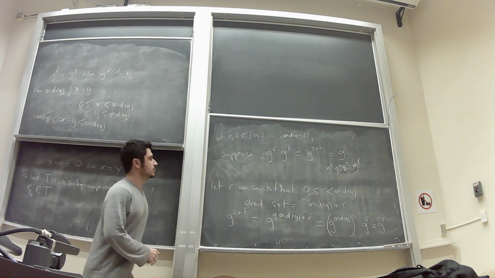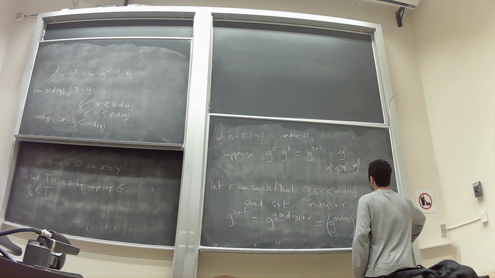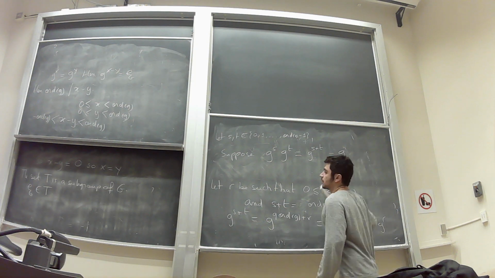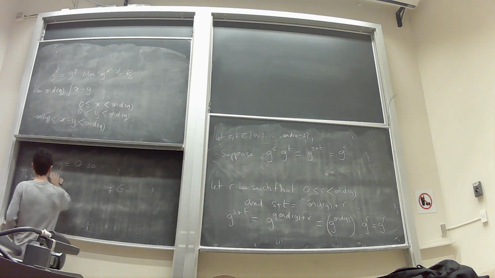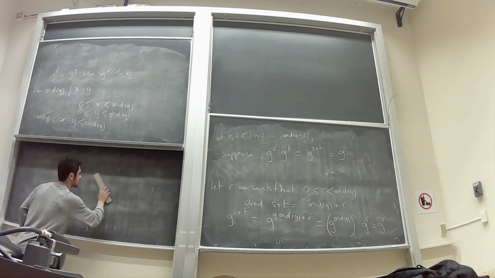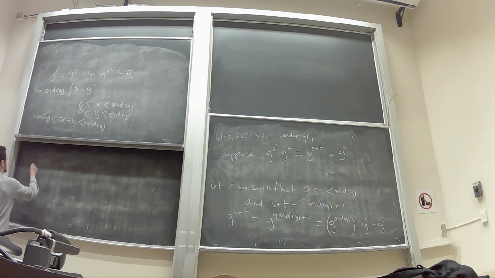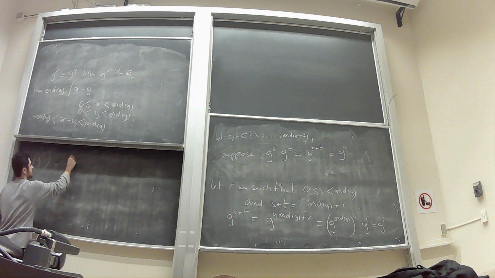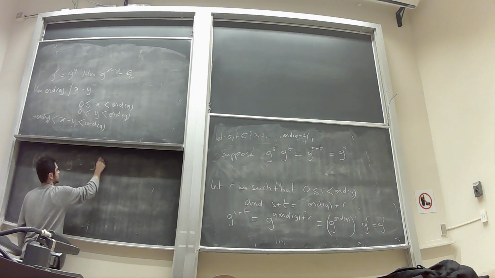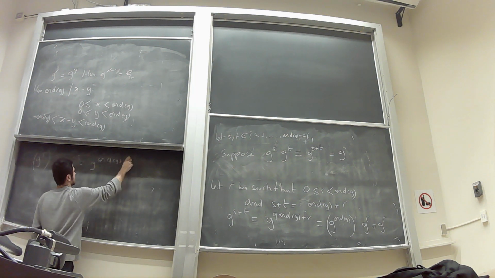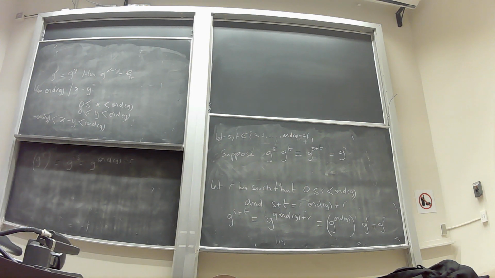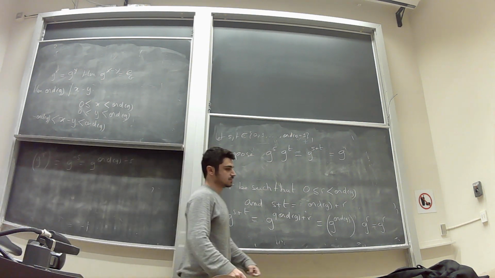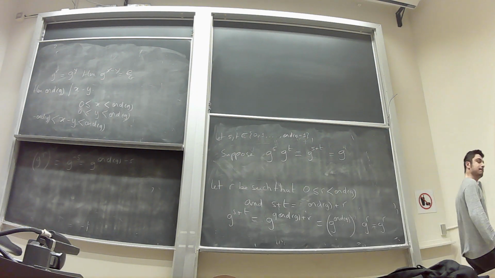Okay, so this is closed under multiplication. Now to check the inverse. The inverse of g to the s, g to the s inverse, what is that? This is g to the minus s, which is just g to the order of g minus s. Okay? And order of g minus s will be inside this interval. Okay? Are we good? Is it clear?